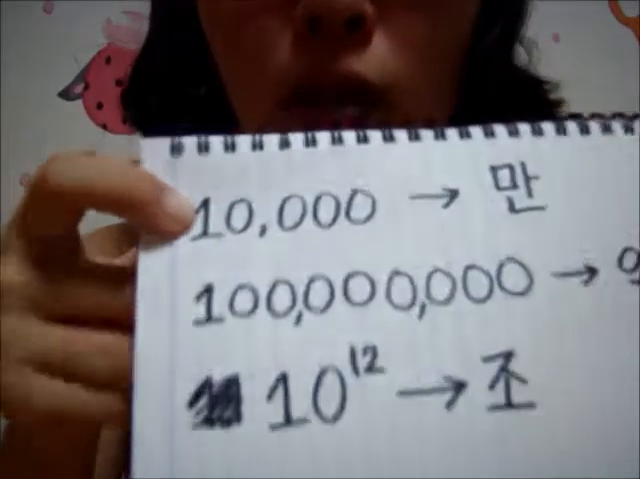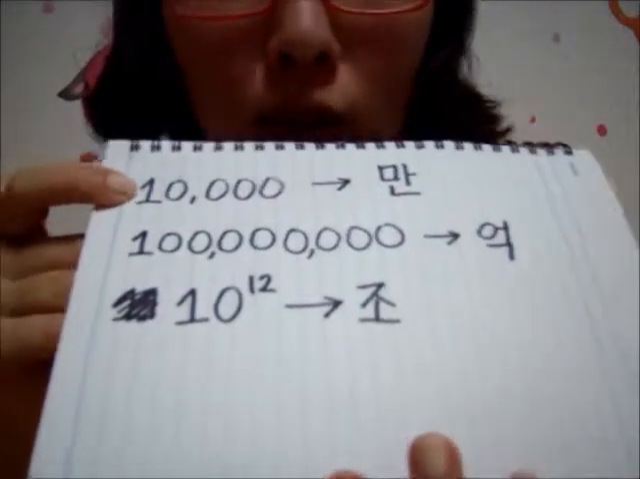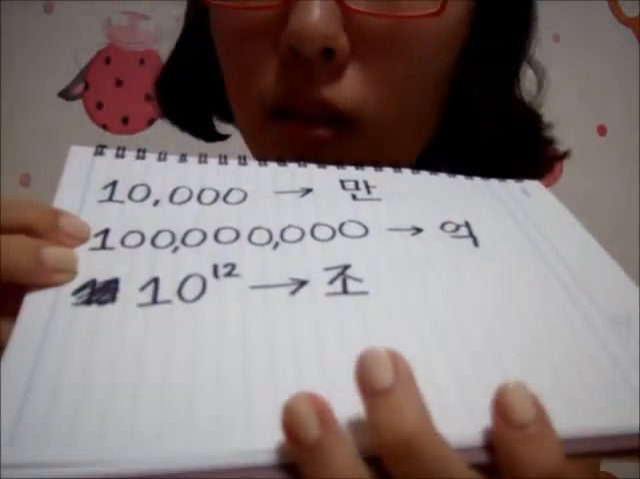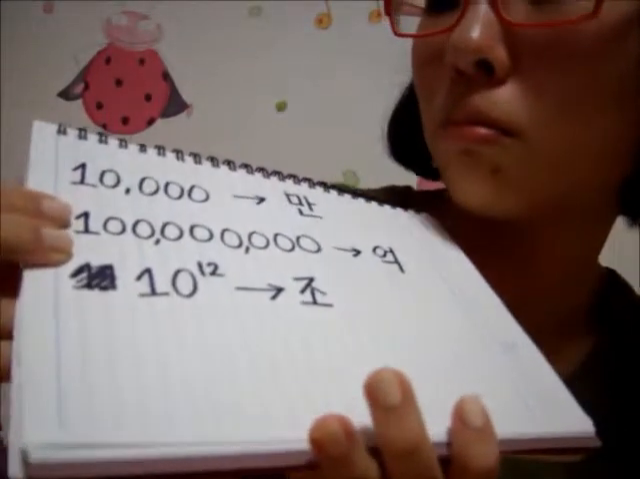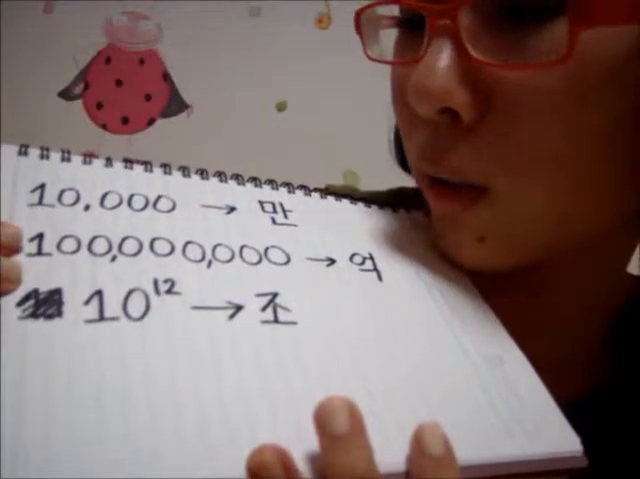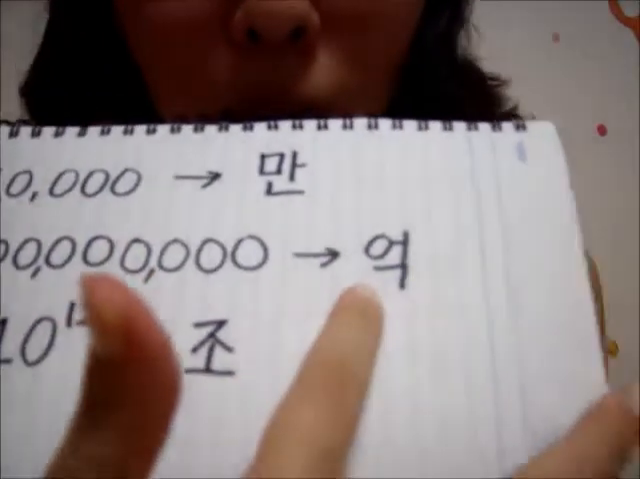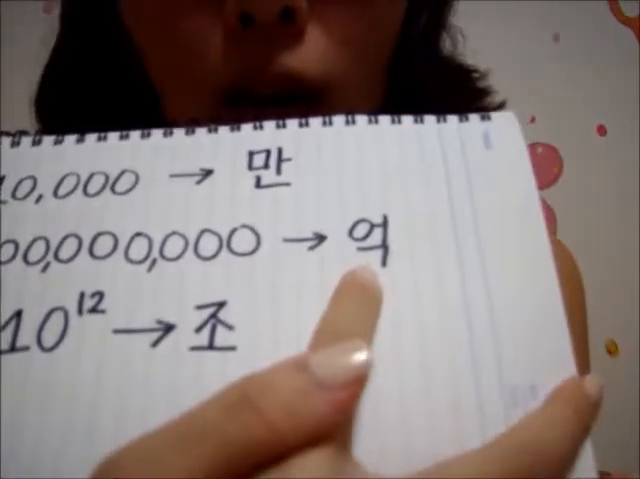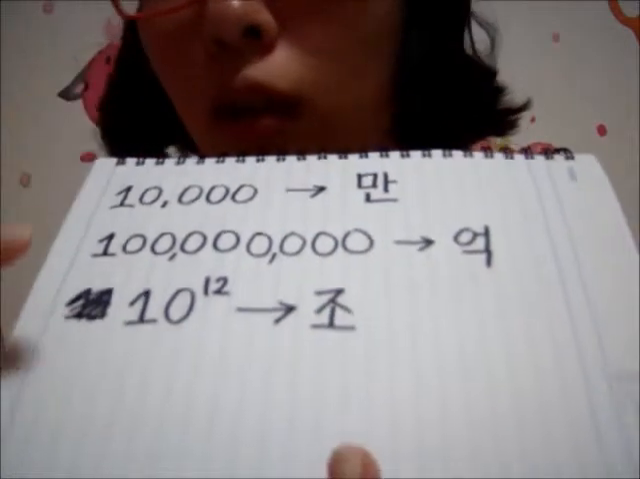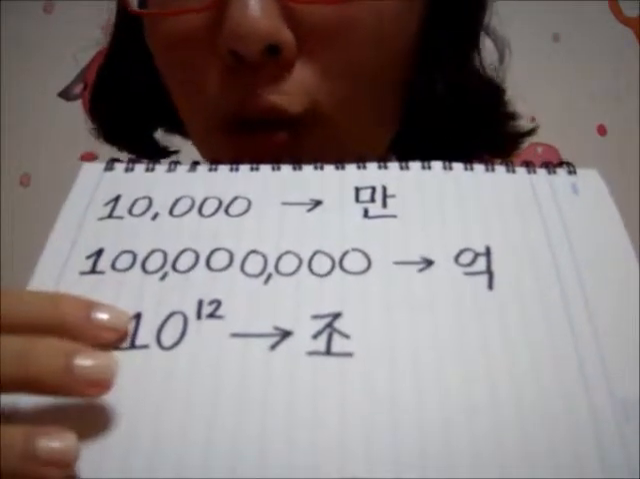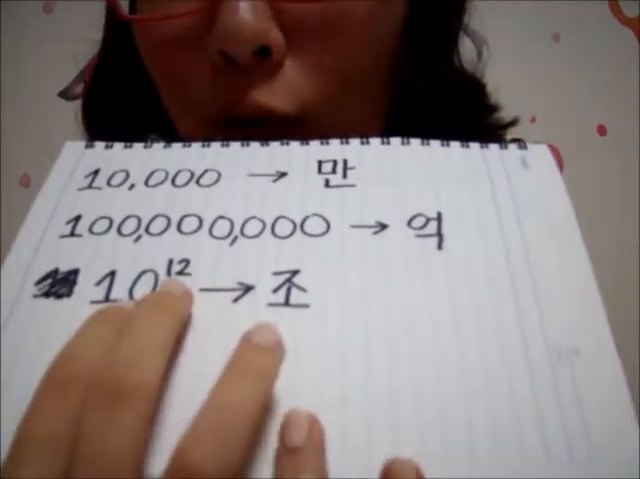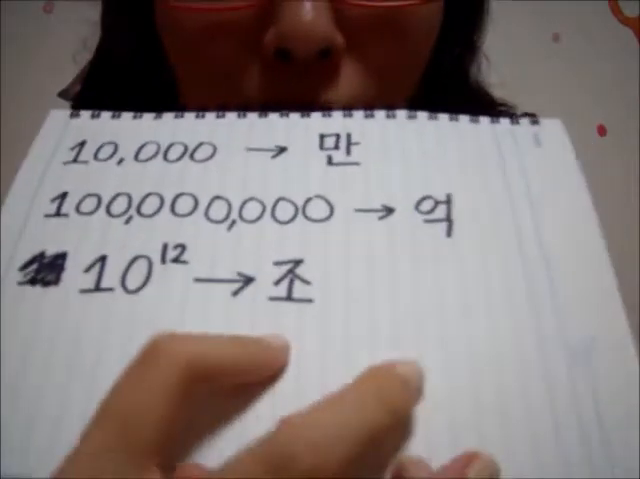Some more numbers. 10,000 is 만, as you know. This is 8 zeros, and it's 100 million. It's 억. You need to know this because the currency is kind of different. You kind of don't need to know this, but I'm teaching you anyway. This is 10 to the 12, I don't even know what that is in English, and it's 조.